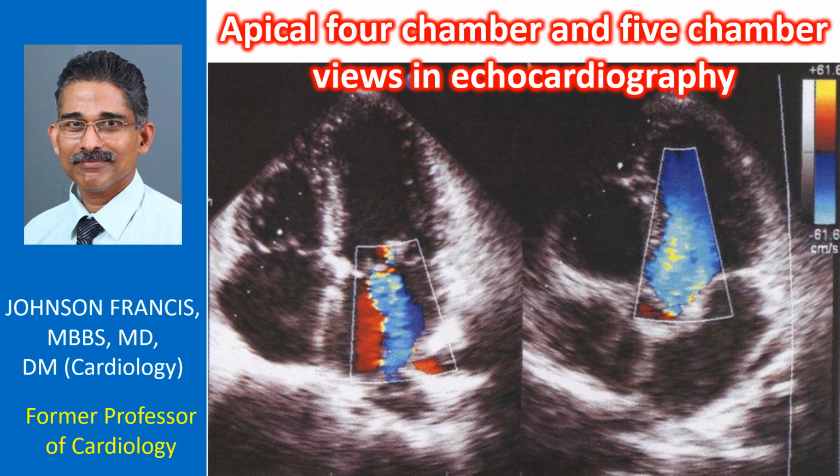Apical 4-chamber view images all 4 cardiac chambers, while apical 5-chamber view images all 4 cardiac chambers and proximal ascending aorta. Apical 4-chamber view is used to assess the chambers and septa as well as the atrioventricular valves.